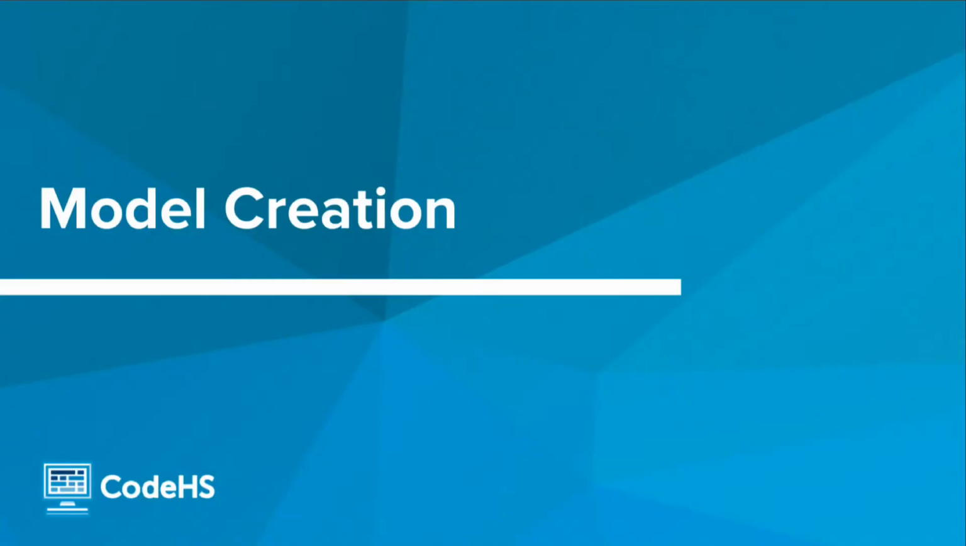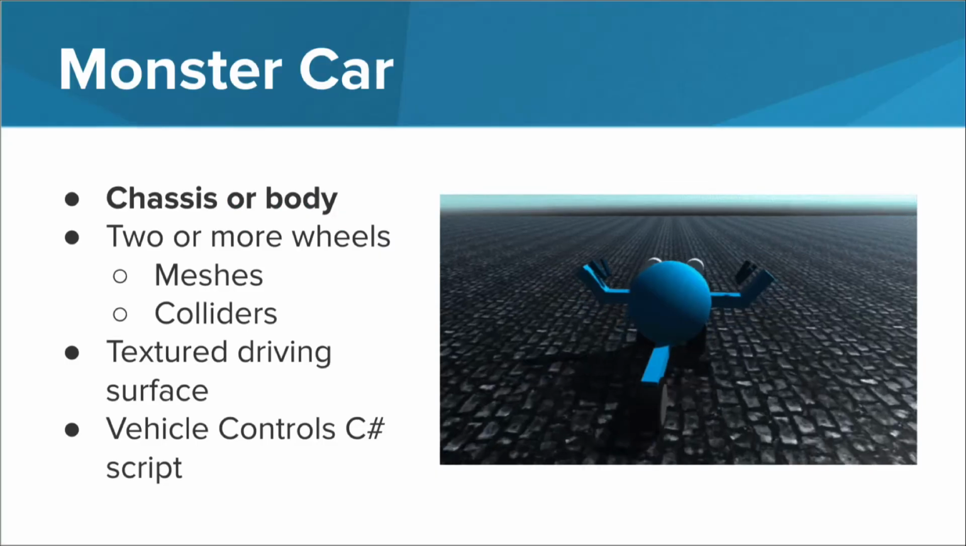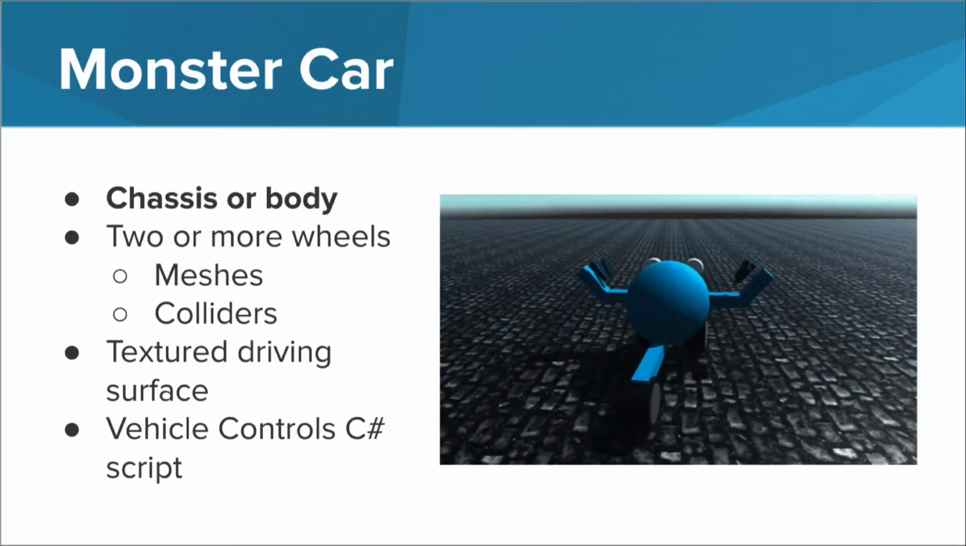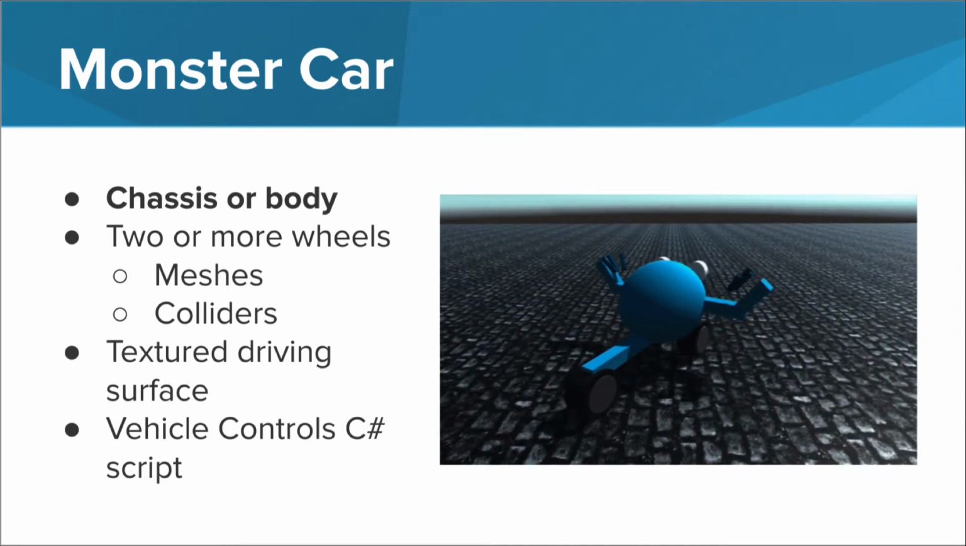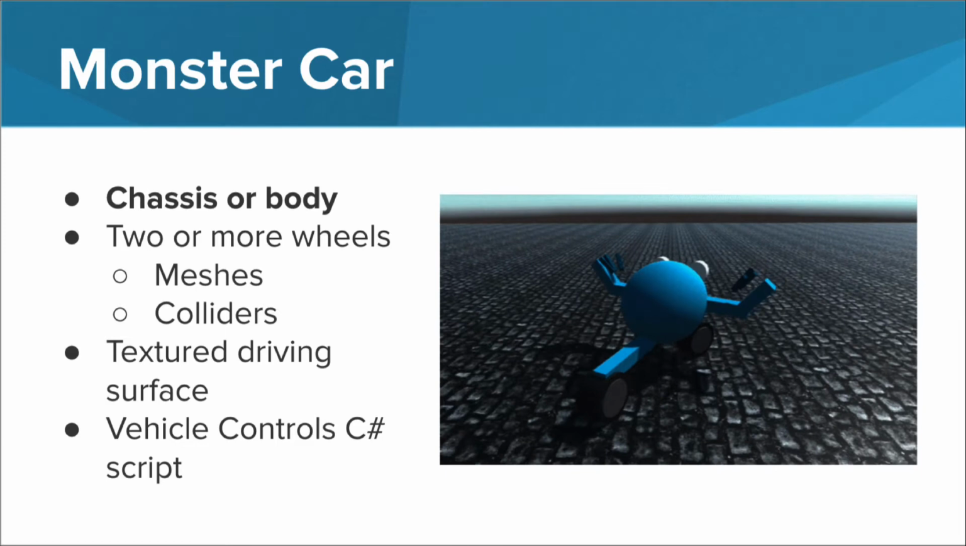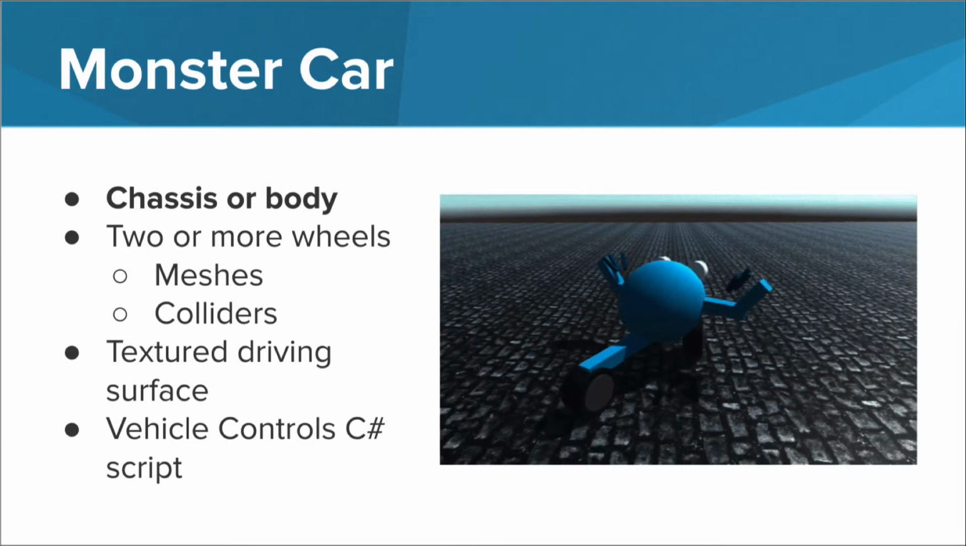Hi, in this lesson you'll create a vehicle model of your own design, add wheel colliders, and configure a script to make it drivable. So let's get started. You'll use primitive 3D geometric shapes like cubes, spheres, and colliders to create a monster-looking vehicle of your choice.